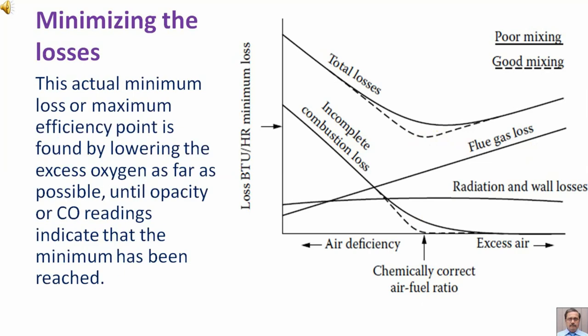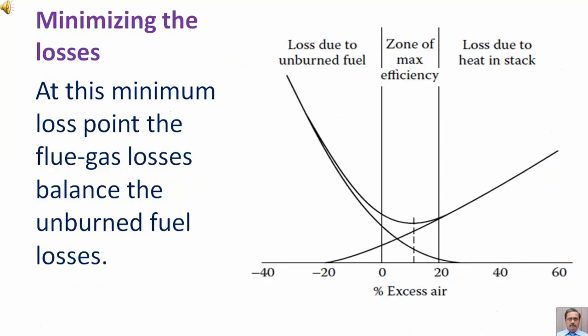The actual minimum loss or maximum efficiency point is found by lowering the excess oxygen as far as possible until opacity or carbon monoxide readings indicate that the minimum has been reached. At this minimum loss point, the flue gas losses balance the unburned fuel losses.